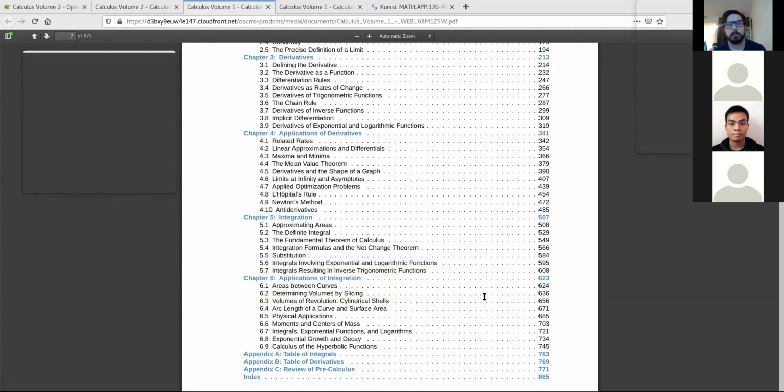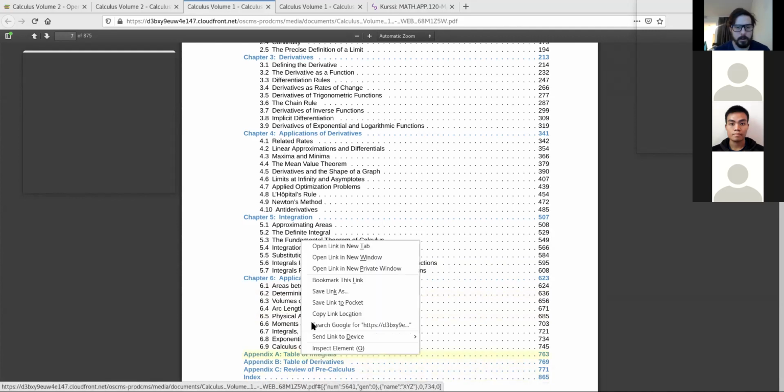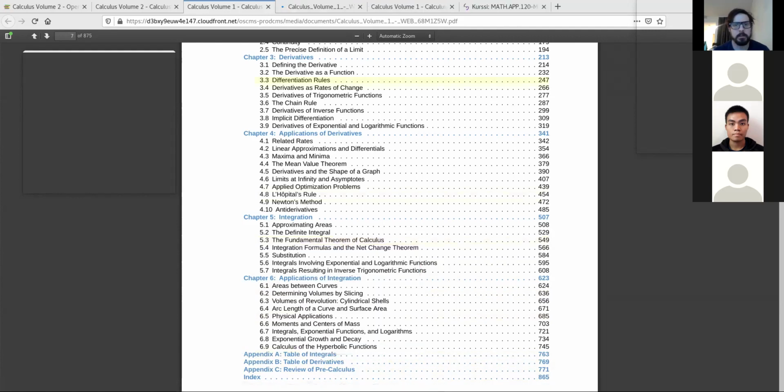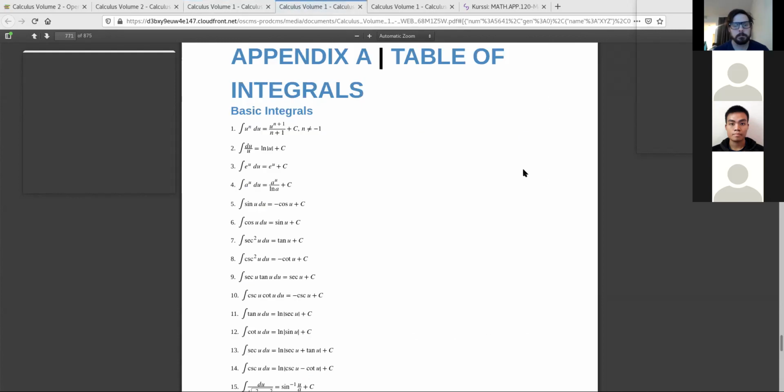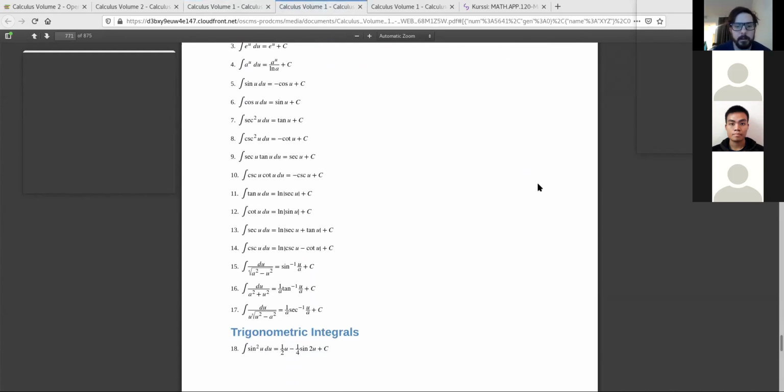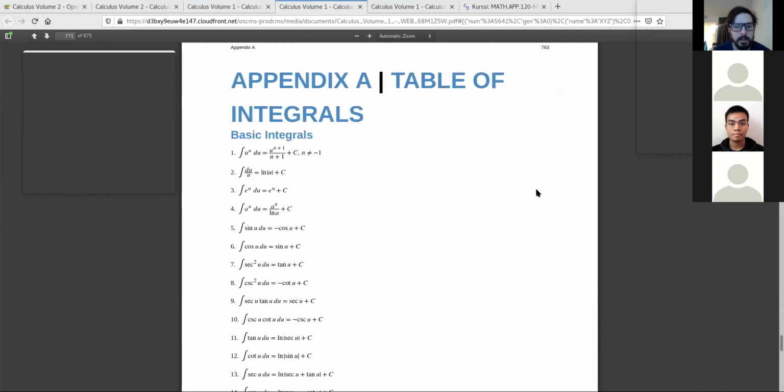day that we use this Calculus Volume 1. There are two things that you might want to do. One, you might want to look at this table of integrals. Just a second. This is fairly handy, Appendix A of Book 1. So you will find this table of integrals.